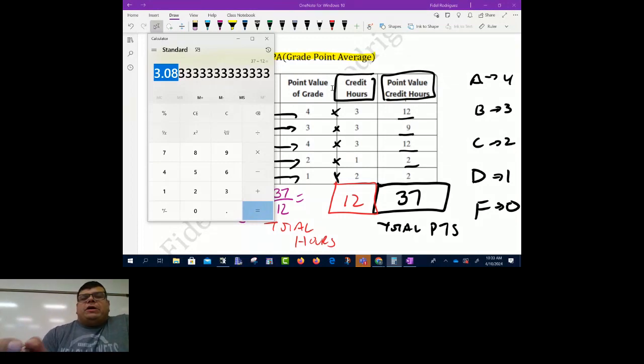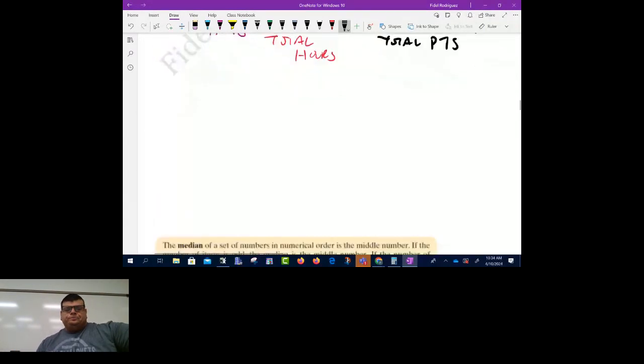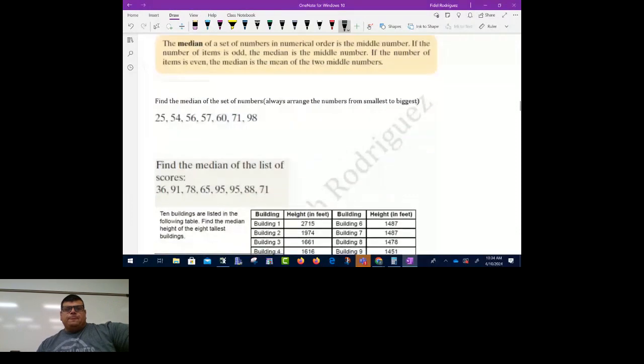Right here, I'm going to write 3.08 because, again, the number to the right of it is a 3, so I'm not going to round that up. And that is a solid B average right there, y'all, because remember, B's are worth 3 points, 3.08. You got a little bit better than a B. But this is how we find GPAs. Now, let me scroll down here.